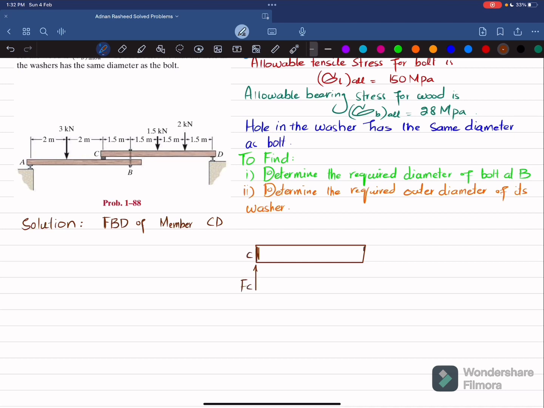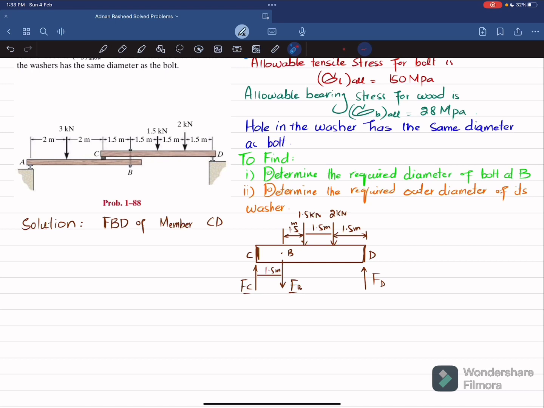This is point C. This is your point D here. So your force FD will also be upward. There is a 2 kilonewton load acting at a distance of 1.5 meters from this. There is another load, 1.5 kilonewton, acting at a distance of 1.5 meters from the 2 kilonewton load. Now this is point B. Clear? The load that the bolt exerts on member CD is FB. The distance between FC and FB is also 1.5 meters, and from B to this node is also 1.5 meters. Now we'll apply the equation of equilibrium in order to find FB and FC.